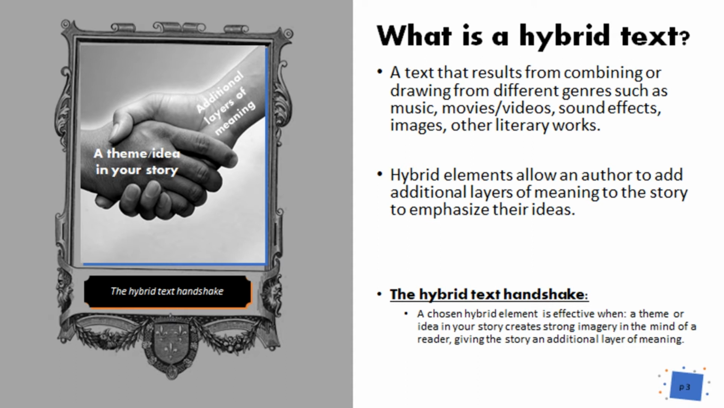We can think of a strong hybrid element choice like we would think of a strong handshake. On the one hand, we have your story with its themes and ideas, and on the other, we have additional layers of meaning or imagery created when we choose a meaningful hybrid element. A strong hybrid handshake is therefore created when a theme or idea in your story is emphasized by a hybrid element choice which gives the story greater meaning.